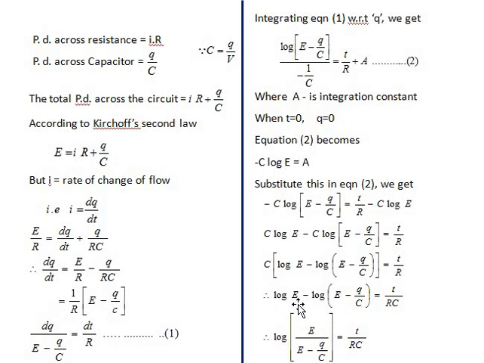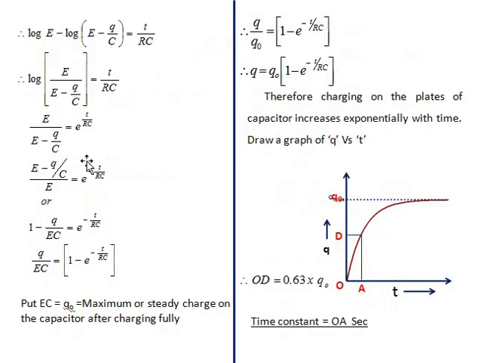Log A minus log B is equal to log of A divided by B. That relation we used here. Therefore log E minus log of (E minus Q by C) is equal to T divided by RC. So therefore log of E by (E minus Q by C) is equal to T divided by RC. So we take the logarithm out.